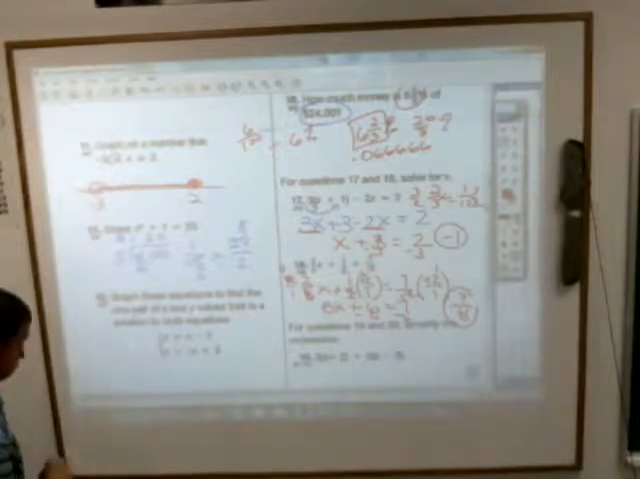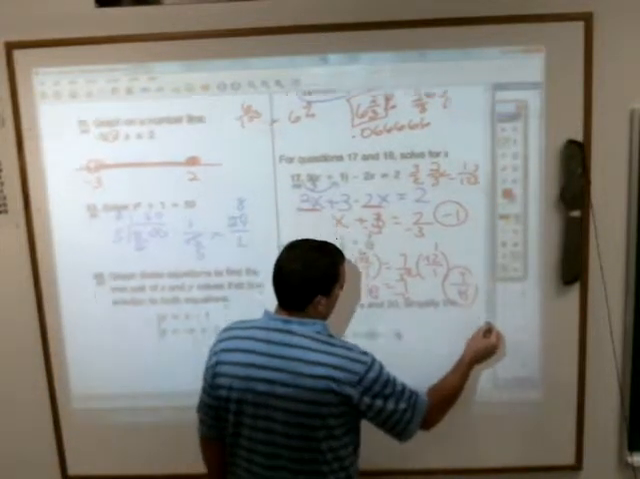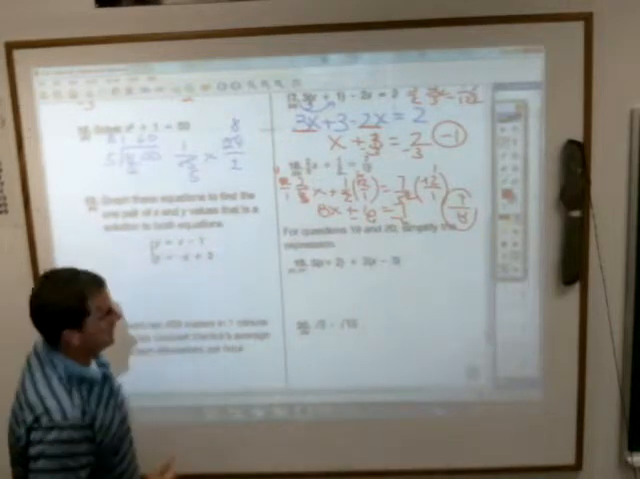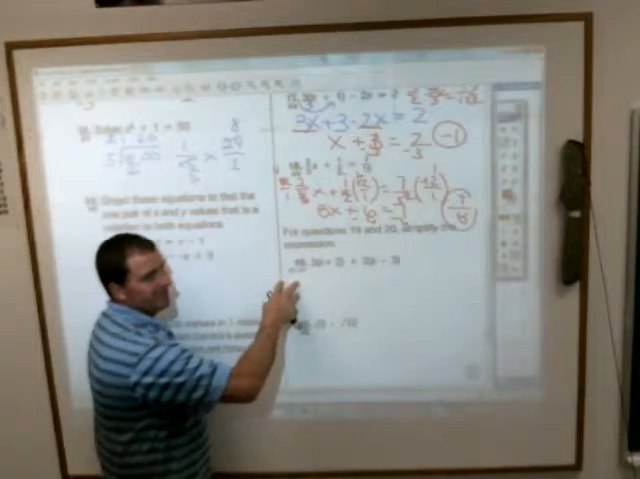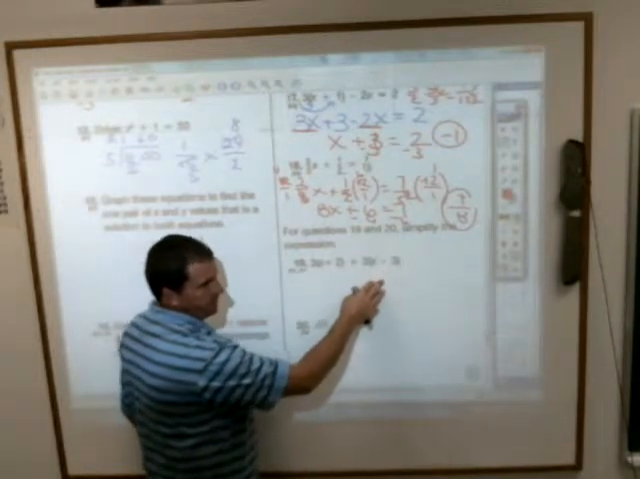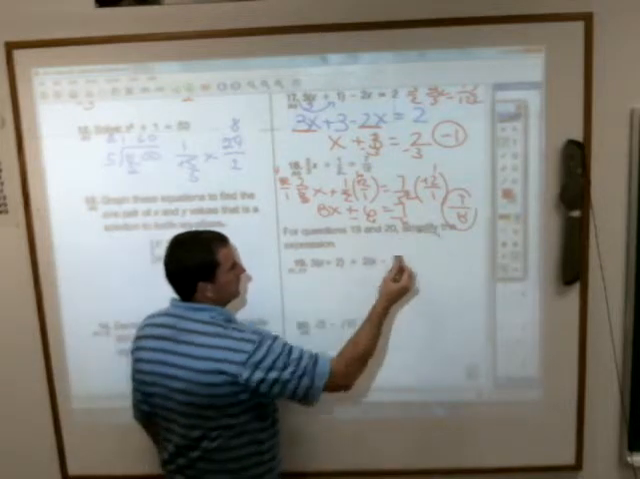Jackson? I'll find you number 19. 19 was, again, notice there's no equal signs here, children. So you're not going to get an equals thing. You're just going to simplify as much as you can. That's why it says simplify.